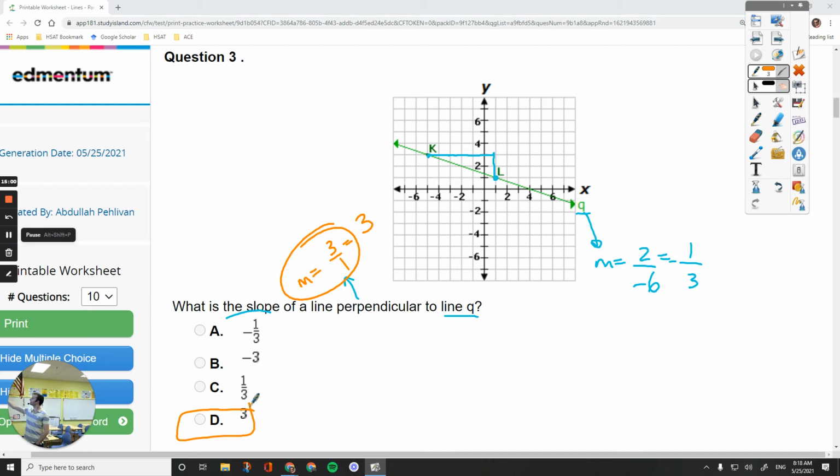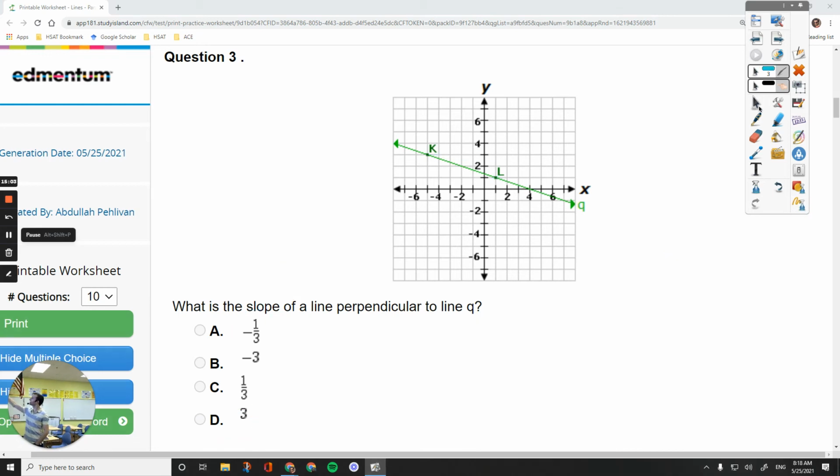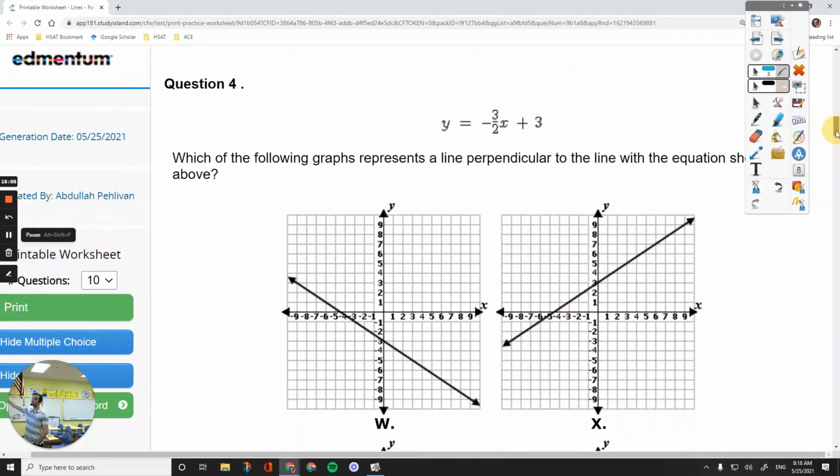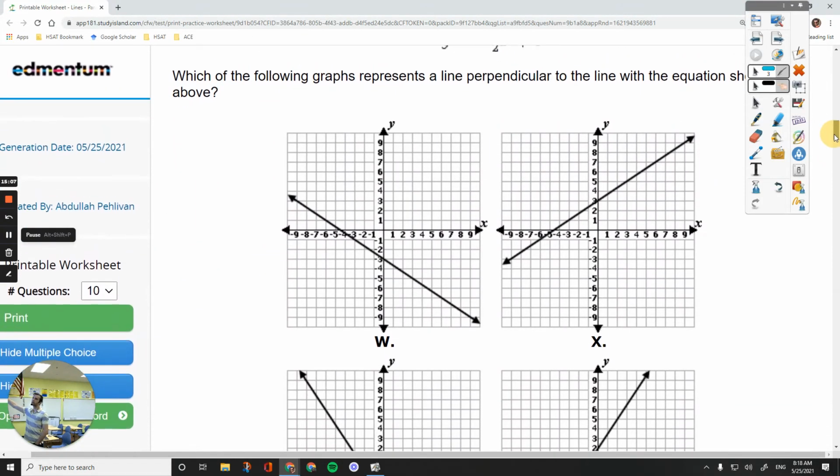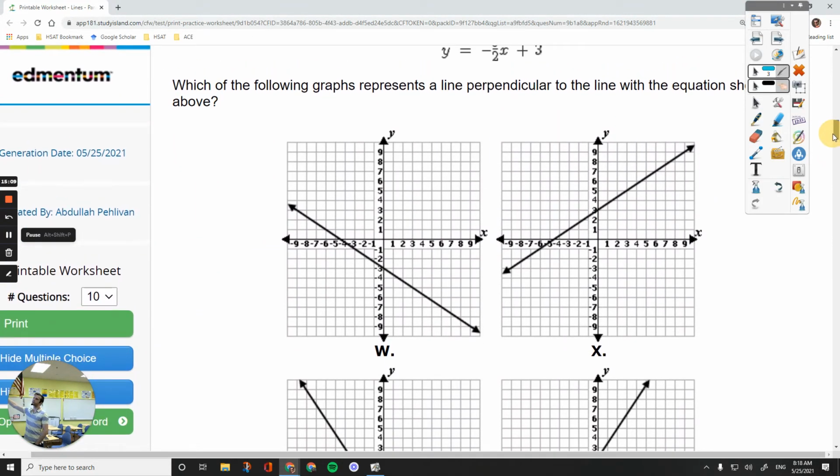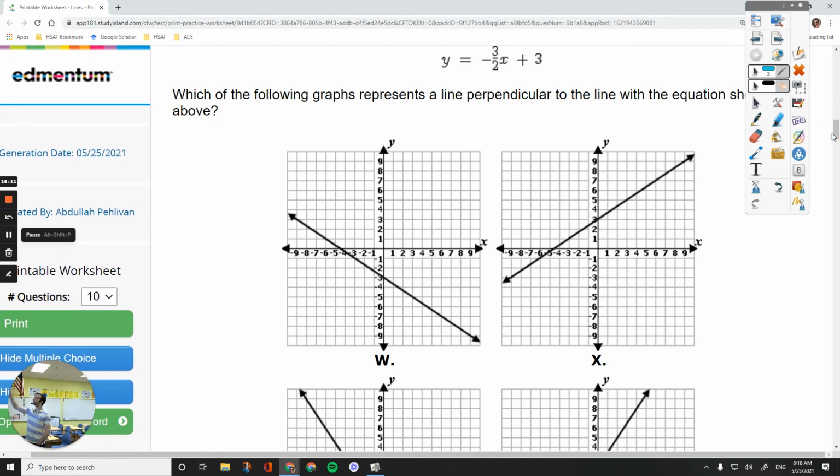Again, when you deal with perpendicular lines, you flip it and change the sign. You flip the slope and change its sign. Which of the following graphs represent a line perpendicular to whatever is given over here? So I'll just write it first over here because I need to scroll down to see all four graphs. Y equals negative 3 over 2 times x plus 3.